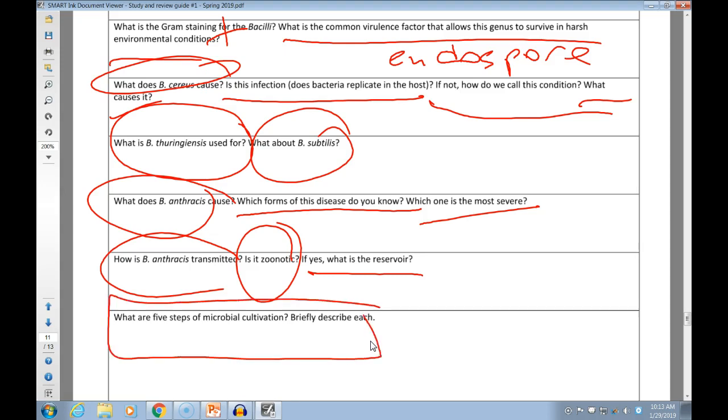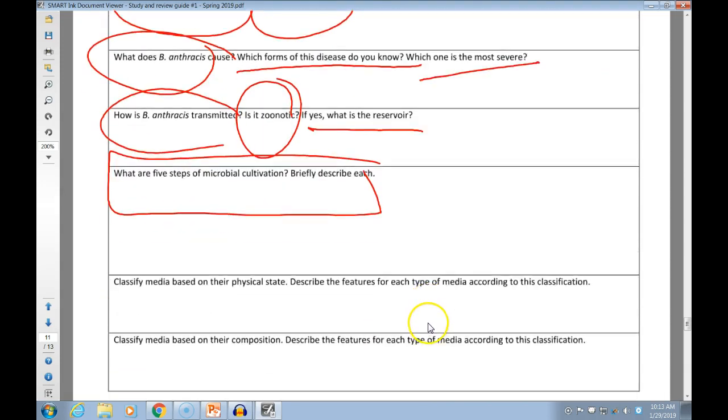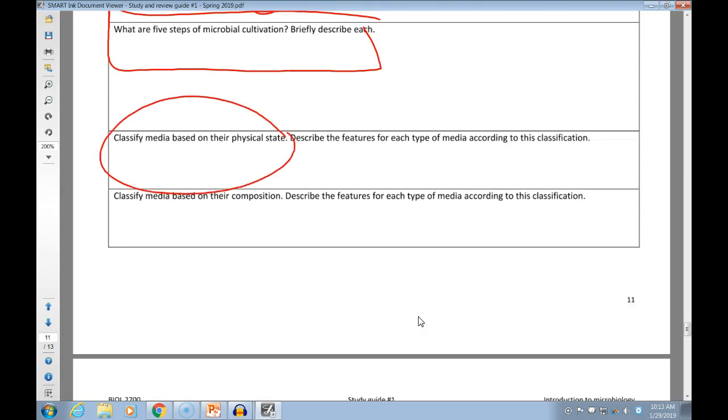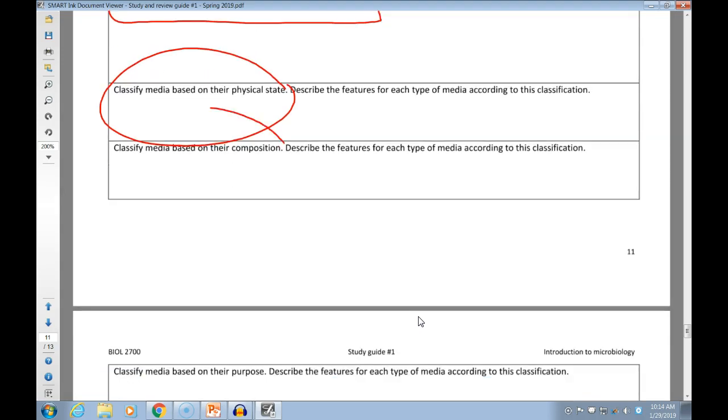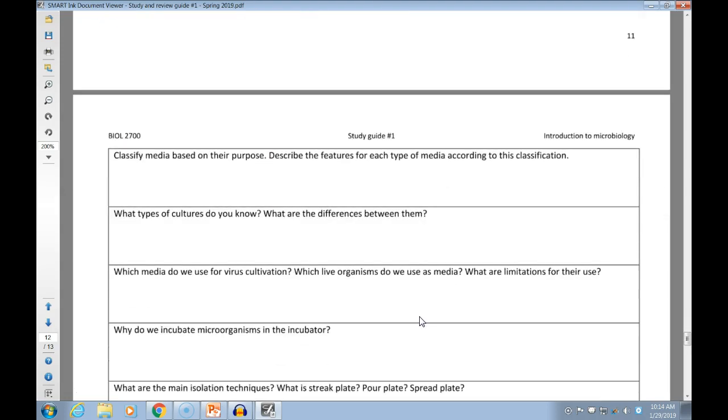5 steps of microbial cultivation: inoculation, incubation, isolation, inspection, identification. Physical state. I give you a thorough description of media. You have to be able to tell me if it's solid, semi-solid, or liquid. If I tell you it doesn't have a solid surface, you tell me that's semi-solid. Composition. Know the difference between defined, or synthetic, versus complex. Does that make sense? So if I tell you chicken broth, that's complex.